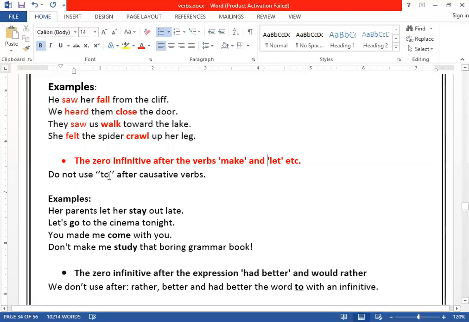We do not use 'to' after a causative verb. We use a bare infinitive after causative verbs. For example, her parents let her stay. Let is the causative verb, her is the object, and stay is the bare infinitive. We say let's go, used directly after let's. Let us go. Let's go. Clear? Or we can say, you made me come. Made is the causative verb, me is the object, come is the bare infinitive. Don't make me study. Make is the verb, me is the object, study is the bare infinitive.